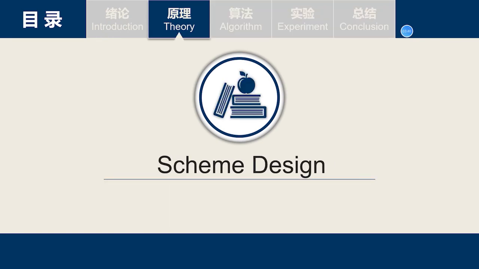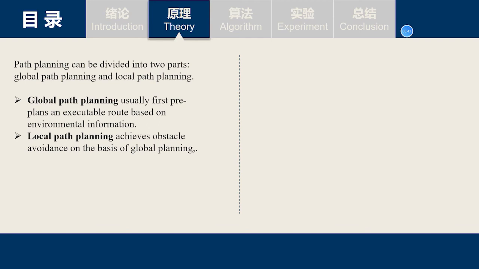Next, the scheme design. For USV, path planning can be divided into two parts, global path planning and local path planning. Global path planning usually pre-plans a route based on environmental information, such as electronic charts. On the basis of global planning, USV obtains environment information from its sensors and detection devices, and then uses the local path planning method to achieve obstacle avoidance.